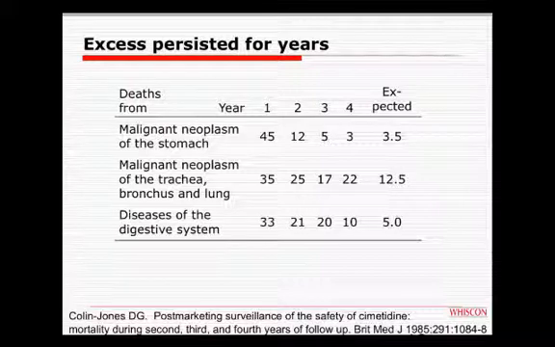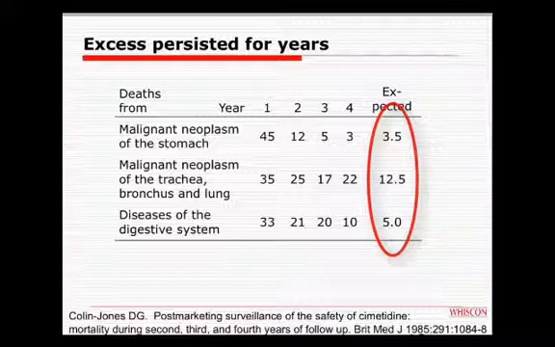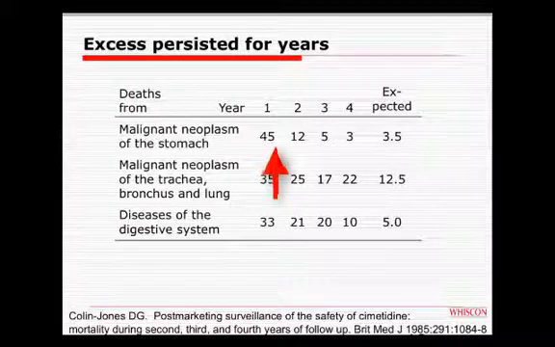Instead of looking at the occurrence of stomach cancer in a control group, they used the expected numbers of cancer deaths, and deaths from all causes, in the population of England and Wales at that same time. We see the deaths from malignant neoplasm of the stomach were high in the first year and did indeed fall off toward the expected count over 4 years.